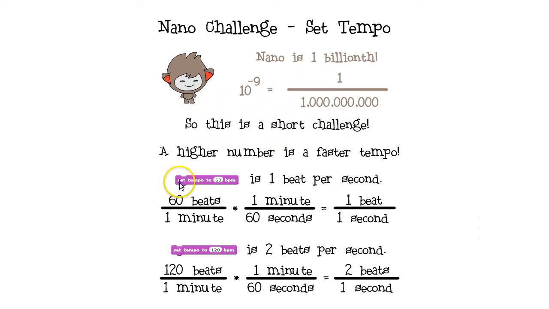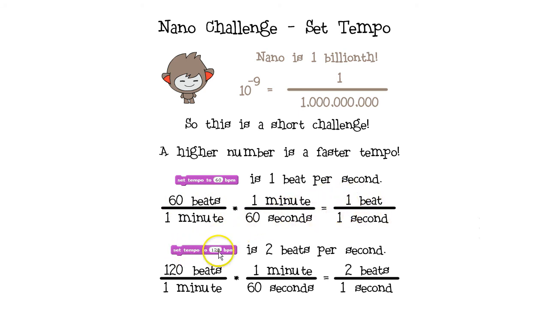The set tempo block specifies the speed at which Scratch plays notes and drums. The tempo is in beats per minute. A higher number means more beats per minute, so the notes are played faster. Set tempo 60 is 1 beat per second. 60 beats in 60 seconds is 1 beat per second.